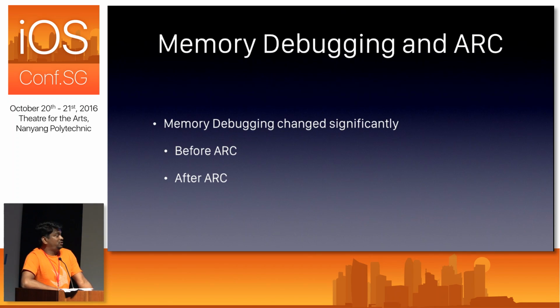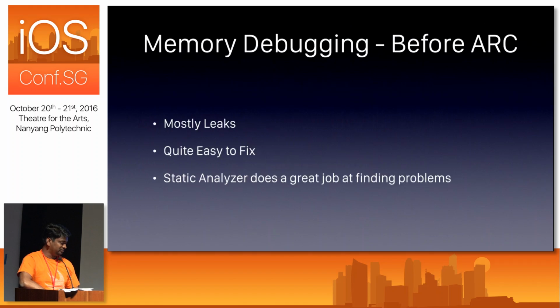Memory debugging has changed significantly before ARC and after ARC. Before ARC, your static analyzer was pretty good at spotting your memory leaks, spotting whether you've missed any retains or releases and so on. But we live in a post-ARC world. I haven't seen any manual reference counted code in the last 2 years. I believe most of you are like that as well, right? Which means we have to learn tools that will help us manage our memory effectively in this post-ARC world.